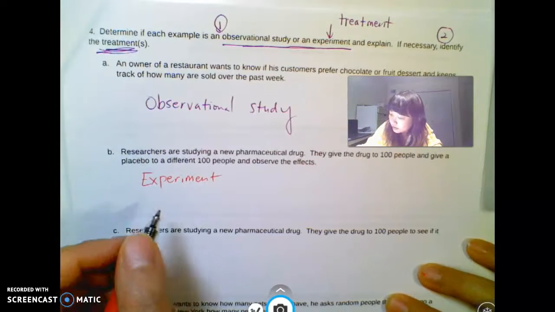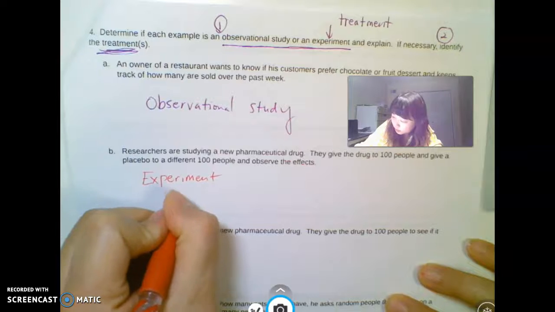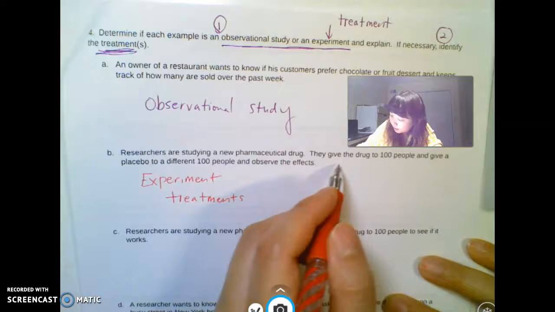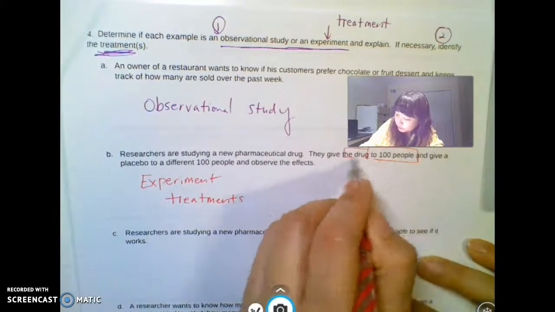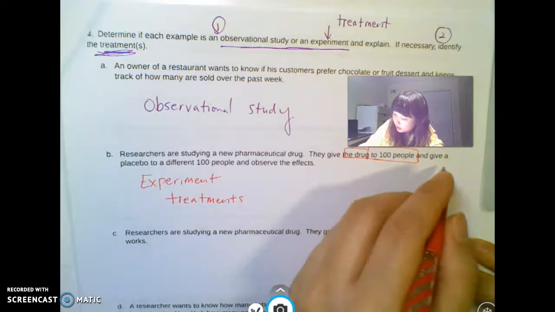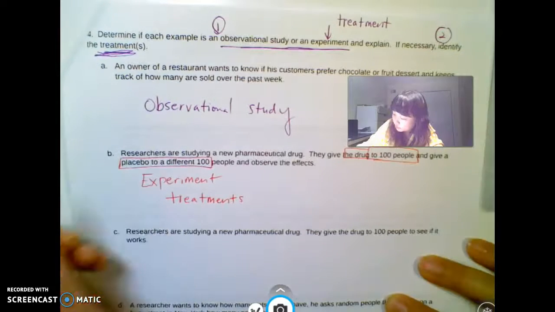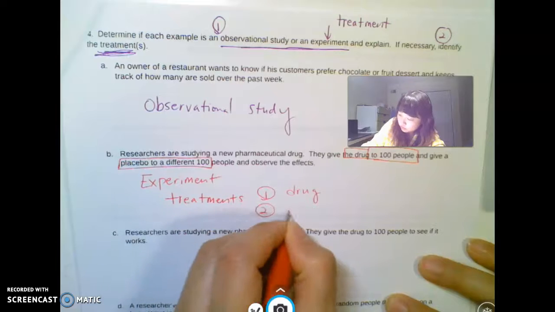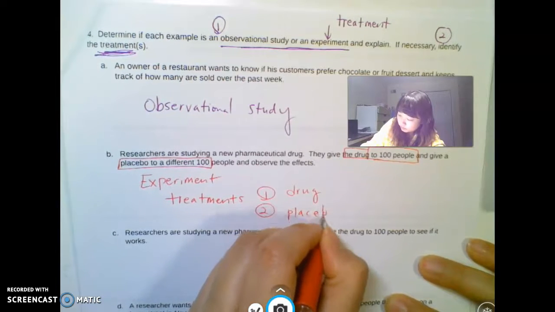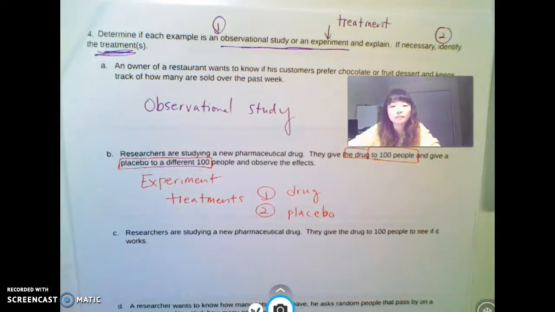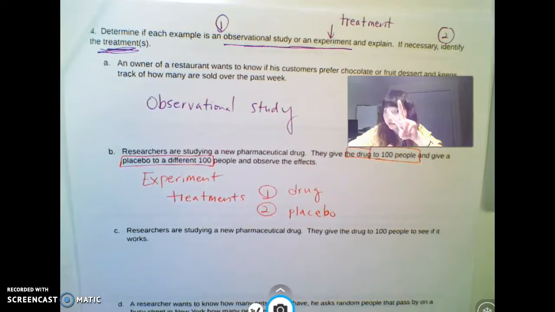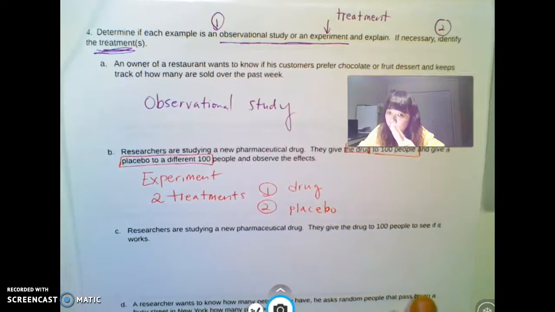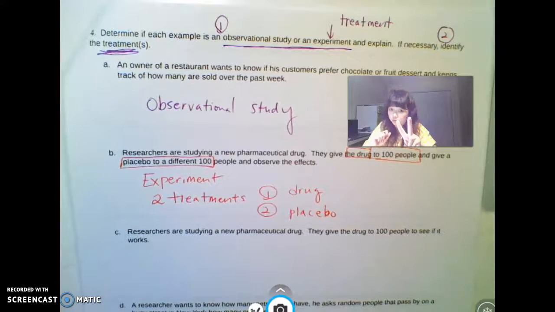Well, if it's an experiment, you have to say what the treatment is. What treatments did that group of people receive? They give a drug to 100 people, so some kind of drug, and they give a placebo to a different 100 people. Do you see? One, they give a drug. Two, they give a placebo. Oh, I was going ahead of myself. Done. So there were two treatments. It's going to be important whether you say one treatment or two treatments. So there were two groups, two treatments.